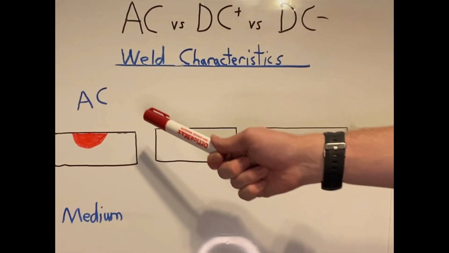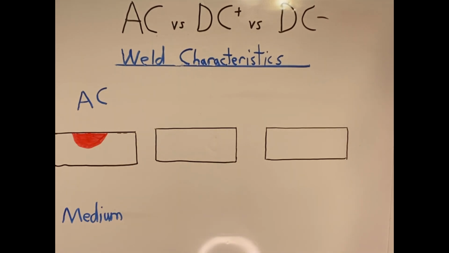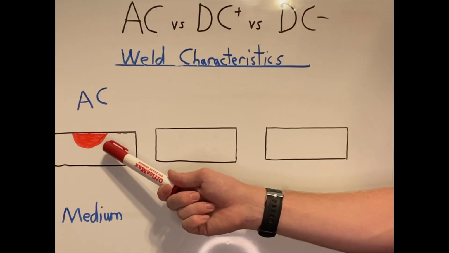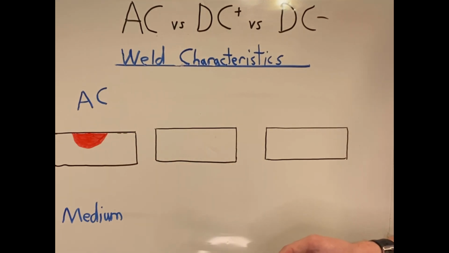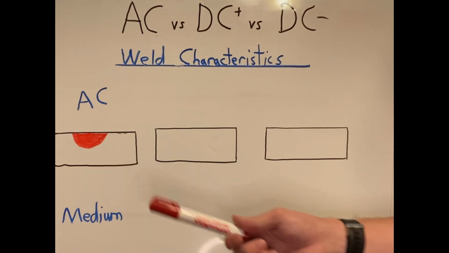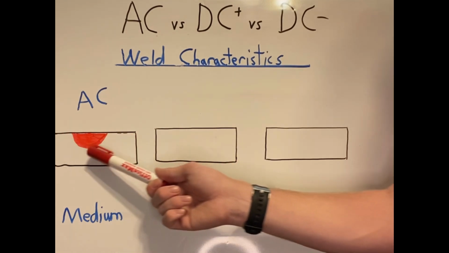So for AC, we have medium penetration. It's going to look something like this. There are many various drawings of what it looks like. Even the American Welding Society, AWS, has several different drawings, but they're pretty much all like this. It's just almost like a half circle.